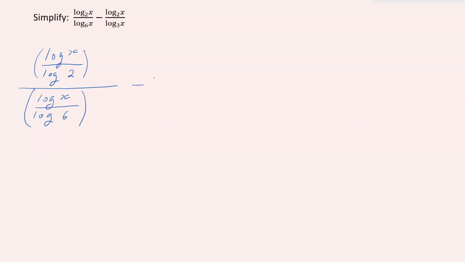And we're going to use one of the rules. So log of x base 10 divided by log of 2 base 10, that would be the top, the numerator. The denominator is log of x base 10 divided by log of 6 base 10. And we're going to keep doing that. We're going to do that for the next fraction, or next expression, as well.